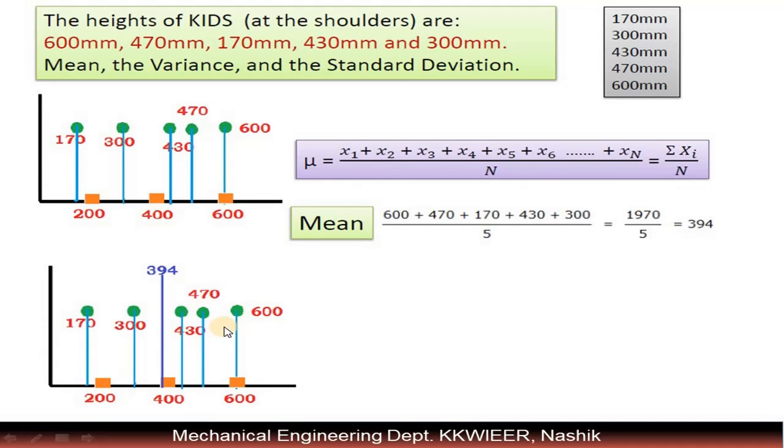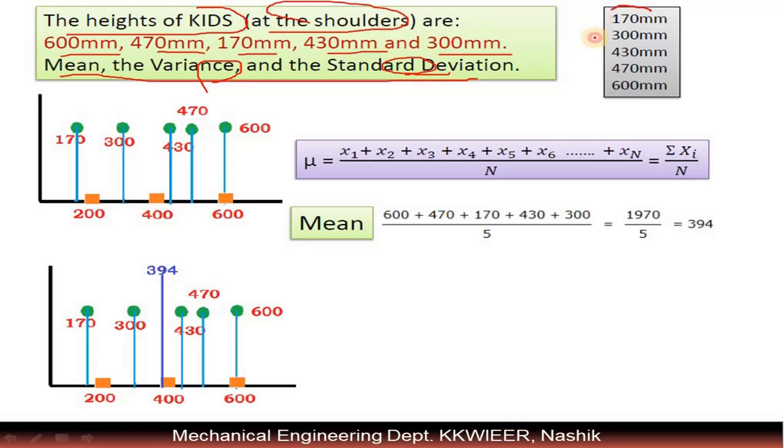So one example is solved over here. Instead of directly coming to the design factor, we'll have a very simple general example. Suppose we are going to measure the heights of kids, and that height is measured up to the shoulders. So we have got different values, that is 600 mm, another kid has a height of 470, 170, 430 and 300 mm. Now what is asked is that we have to find the mean, variance and standard deviation. Now two other factors have come into the picture over here, that is variance and standard deviation. So side by side we'll discuss these factors.